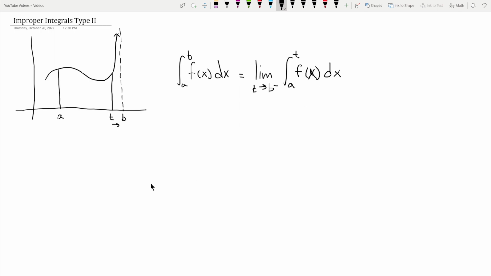Okay, so we're going to follow the same basic procedure that we did in the first video. The only difference this time is that instead of our interval of integration extending infinitely, our interval is a finite interval, but the area is infinite. The region is infinite in the vertical direction near the asymptote. All right, so we're going to break our definition down into three cases, just like we did with the last set.